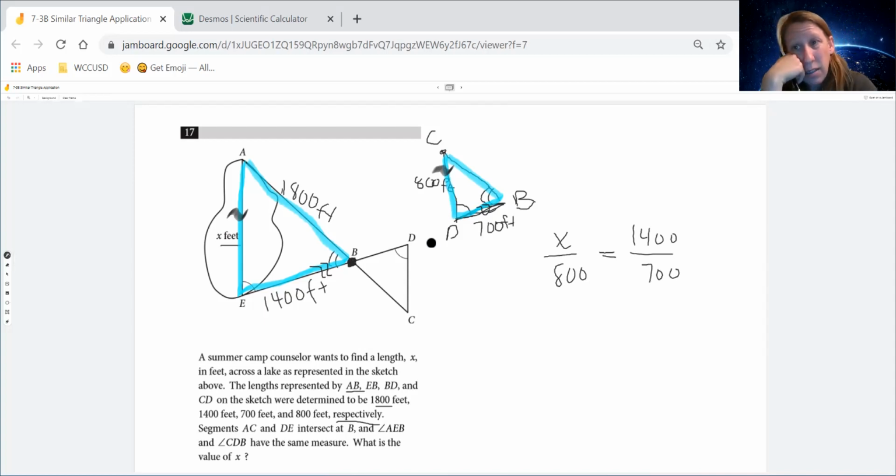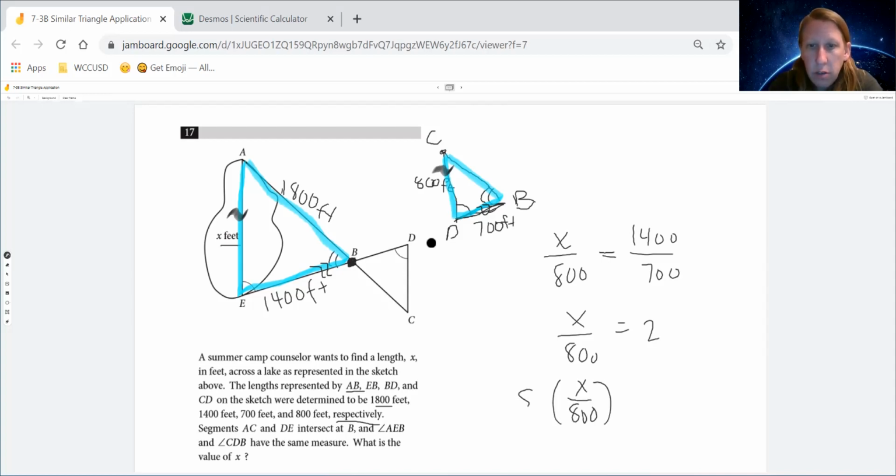1400 and 700, what's that? It's just 2, right? It's just 2. So all I have to do is multiply 800 by 2, and that tells me the answer. Okay. So if you're thinking, you don't always have to do cross products. You can use your brain a little bit. You can look at it. You can say, oh, that's going to be 2 times as big. Okay, and you can get it, 1600. So that's what you would bubble in, 1600, and the feet are already on there. So that's how you do those.